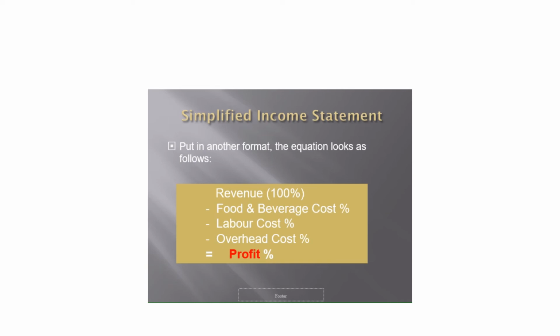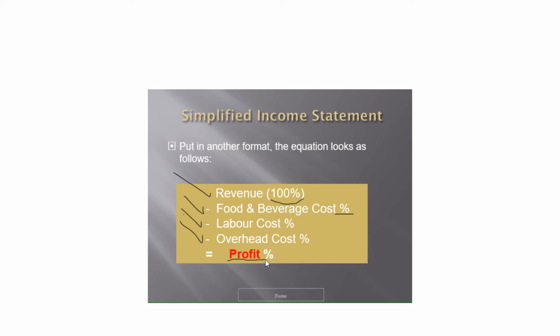First, we have our revenue right here. So this is our sales, and for some reason I can't bring up the pen. There we go. We have our revenue. Our revenue is 100% of our revenue. We would then subtract our food and beverage cost. We could find the food and beverage cost percentage as well, because we know our revenue. We'll do this more in class. We would then subtract our labor cost, subtract our total overhead costs, and that would equal our profit.